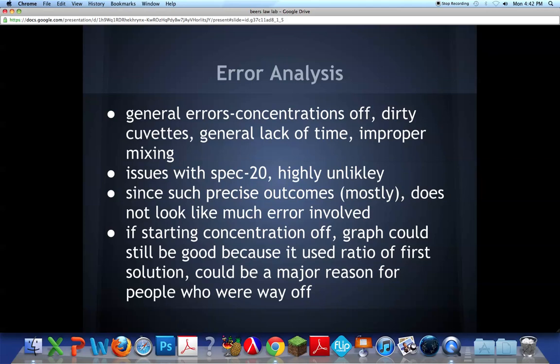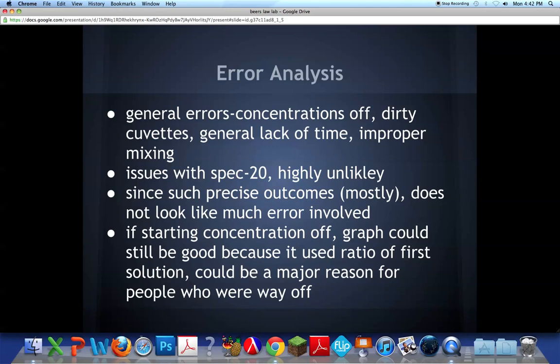And also, of course, you've got issues with the machine, but that's not really likely because a lot of the people were using Spec 20s. Actually, all of us were using Spec 20s. And if there had been issues, then we probably would have known because everyone would have them.